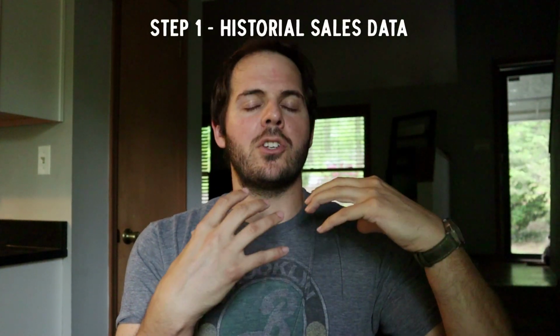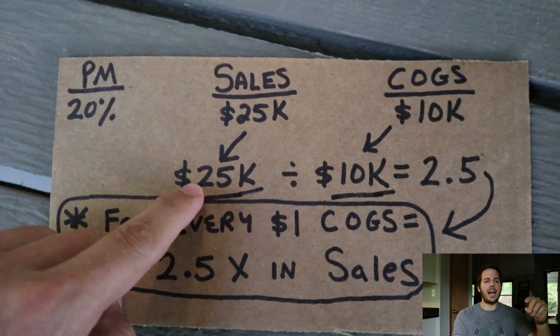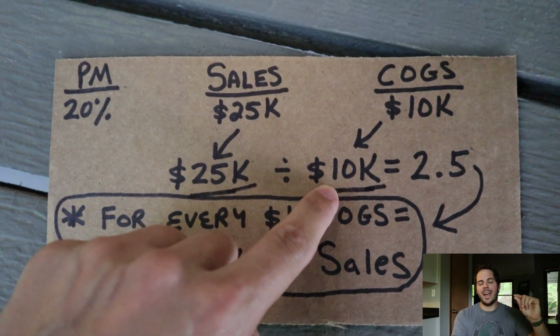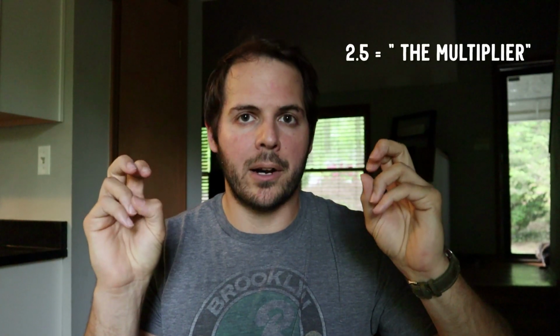So the first step is to look at our historical sales data. I am just going to throw out some numbers that I'm making up. Let's say over the course of the last 3 months, I have averaged $25,000 a month in sales, $10,000 a month on cost of goods sold, and I've operated at a 20% profit margin, okay? So I'm going to take my average monthly sales of $25,000 and divide that by my cost of goods sold, which is $10,000, and that equals 2.5. Let's call that the multiplier, okay?